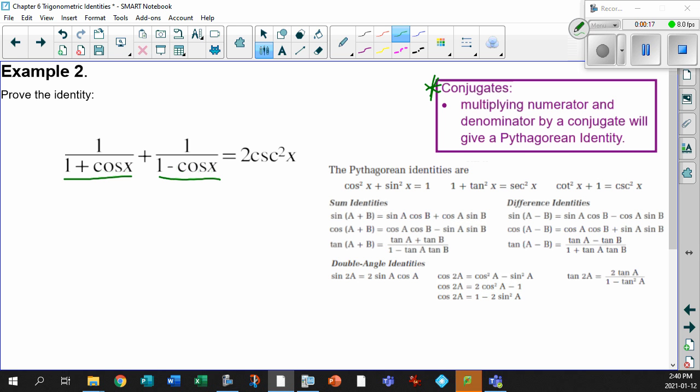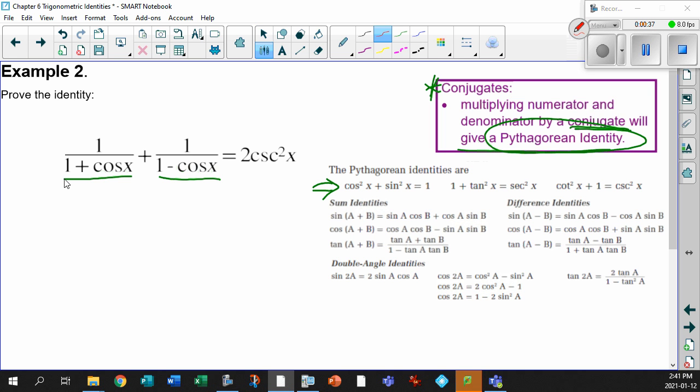Because this is 1 over, you're going to have to find a common denominator. Well, guess what? That common denominator is actually a conjugate of each other, and it will result in a Pythagorean identity, one of these guys down here. So what am I talking about? Let me show you. Watch.